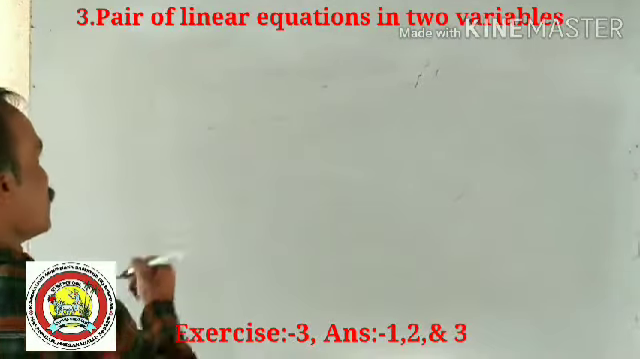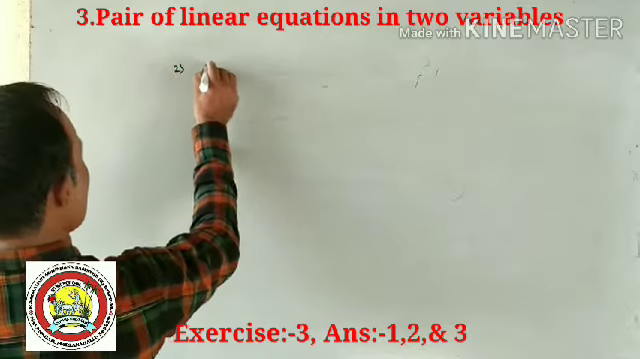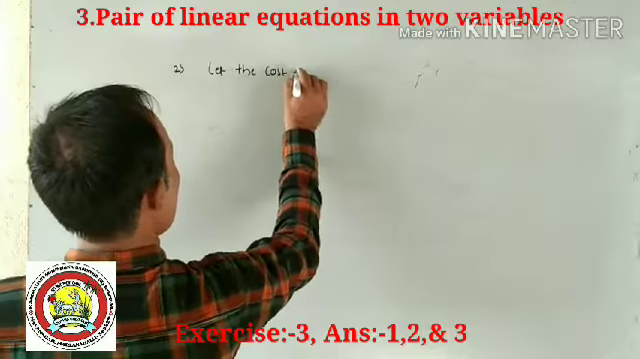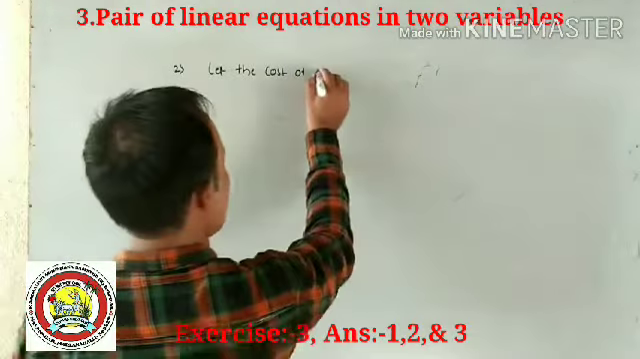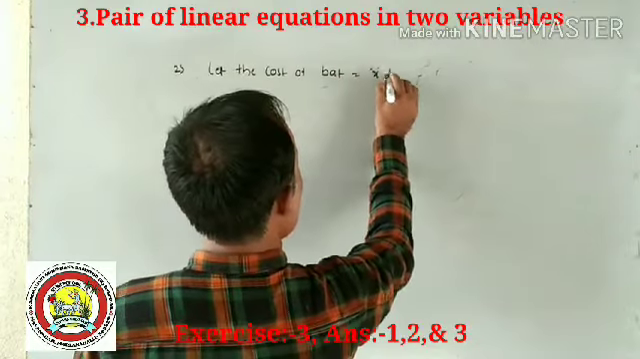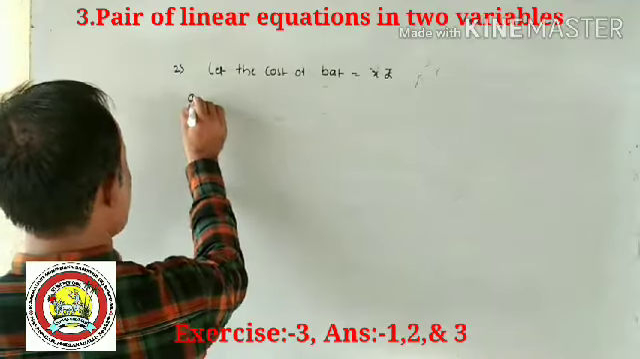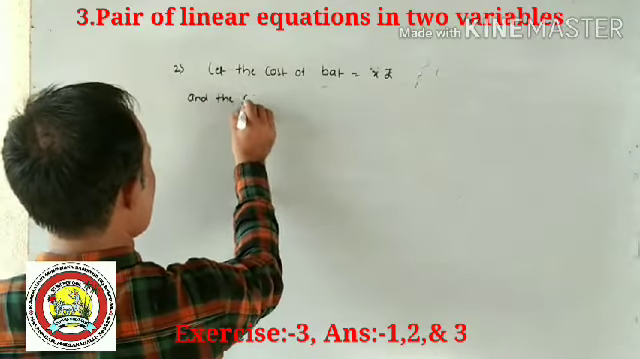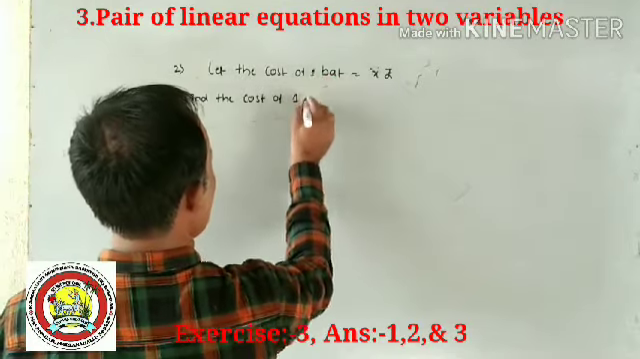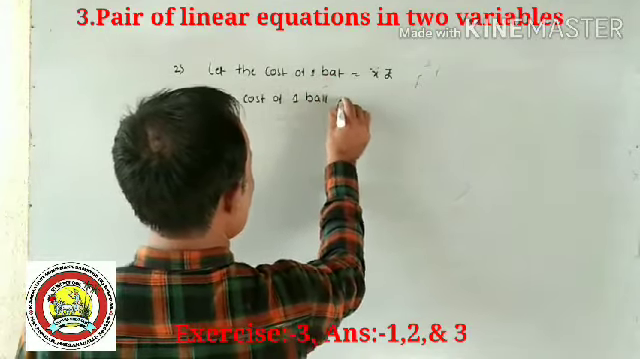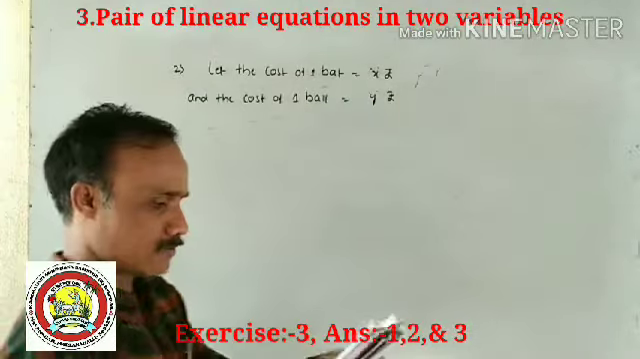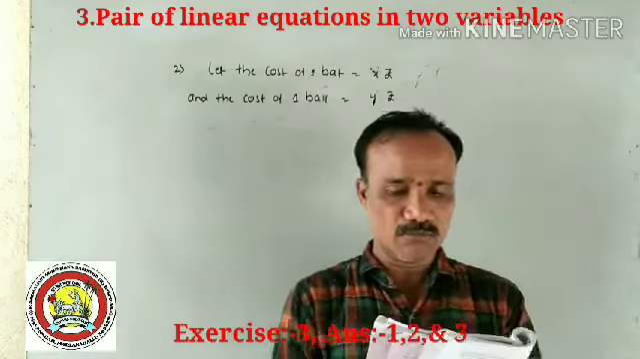There are two things here. Let the cost of one bat be x rupees, and the cost of one ball be y rupees. The coach of the cricket team buys 3 bats.